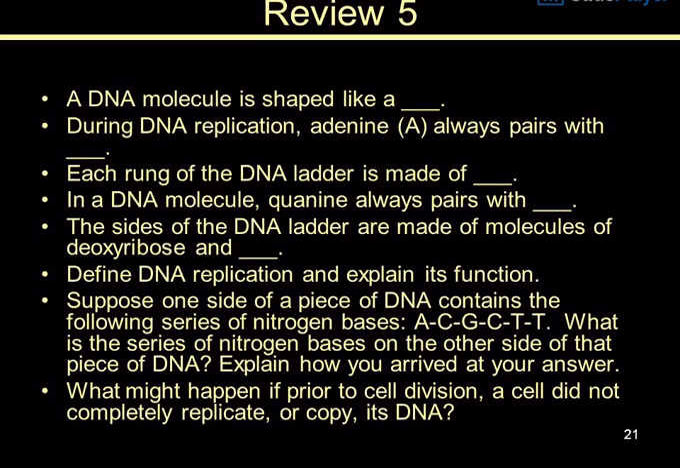Define DNA replication and explain its function. Suppose one side of a piece of DNA contains the following series of nitrogen bases, ACGCTT. What is the series of nitrogen bases on the other side of that piece of DNA? Explain how you arrived at your answer. What might happen if, prior to cell division, a cell did not completely replicate, or copy, its DNA?